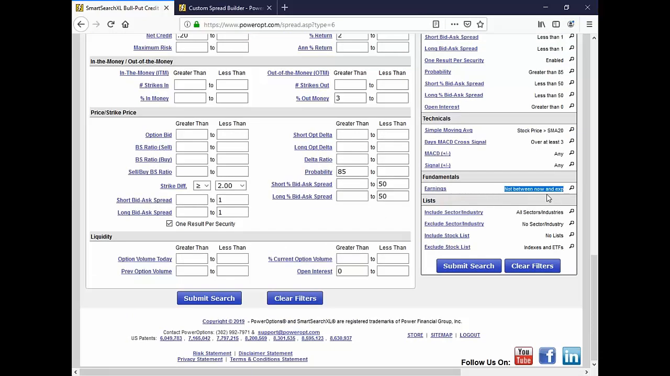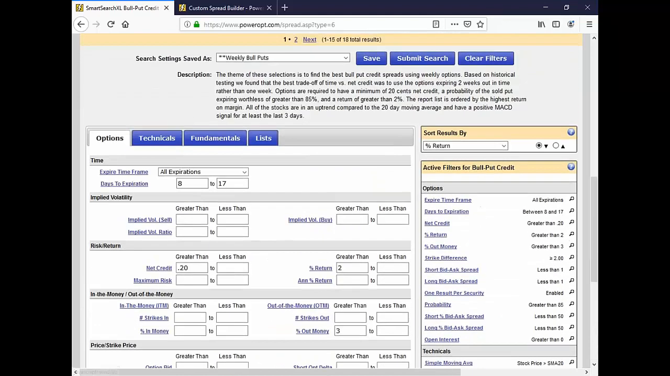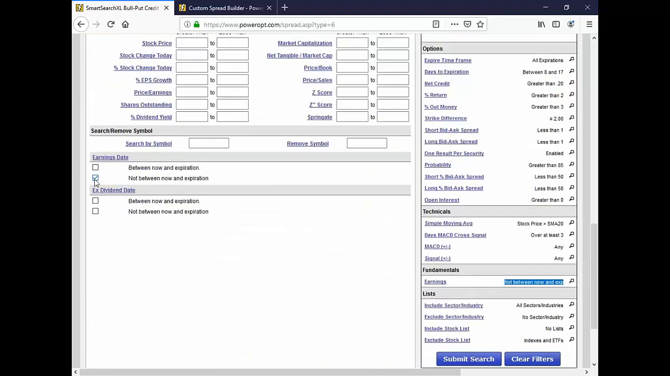Always avoid earnings when you're doing iron condors, bull put credits, bear call credits, in the money bull call debits that you're looking for that 85-80% probability, and in the money bear put debits. If you're doing at the money bull call debits, you probably have a different trading plan in mind. Any strategy search on Power Options under the fundamentals, you can check specifically to avoid or select to only see stocks that do not have earnings between now and expiration, or for straddles, stocks that do have earnings between now and expiration.